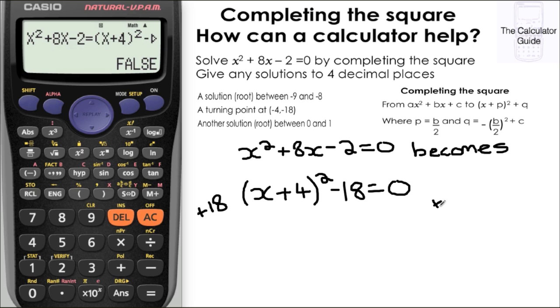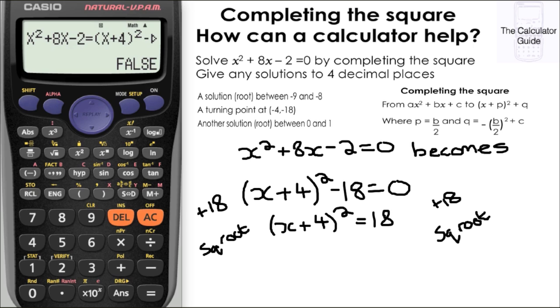Now to solve this, I'm going to add 18 to both sides, and so I'll have (x + 4) all squared equals 18. Now I want to deal with the square here, so what I'm going to do is take the square root of both sides. On the left hand side I'm going to have x plus 4, and then on the right hand side, well, I need to be extra careful here.